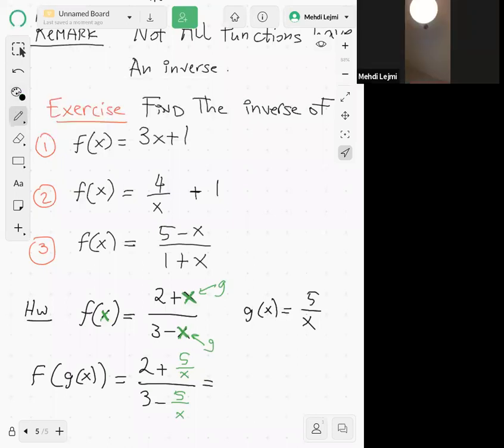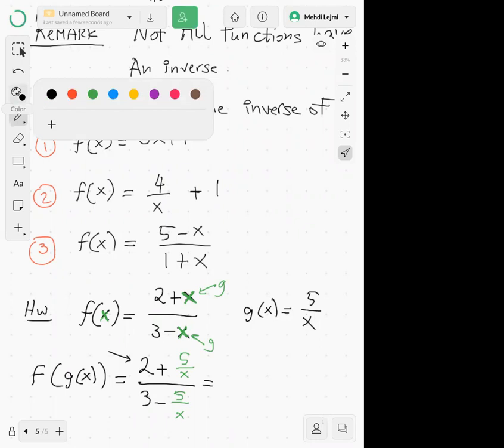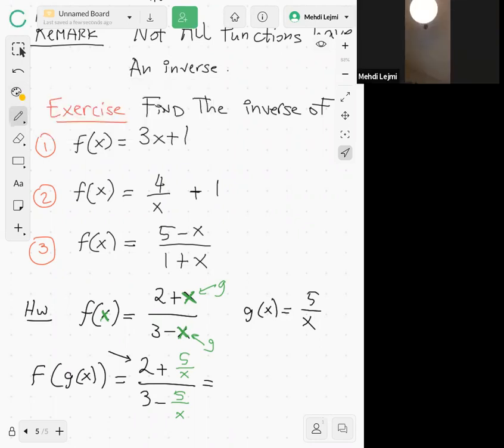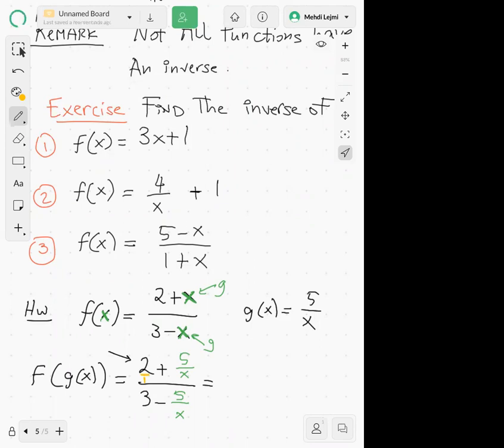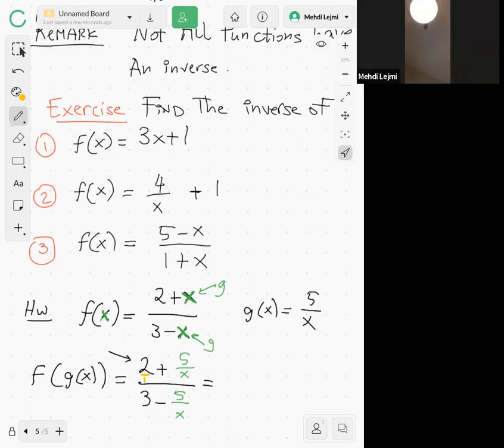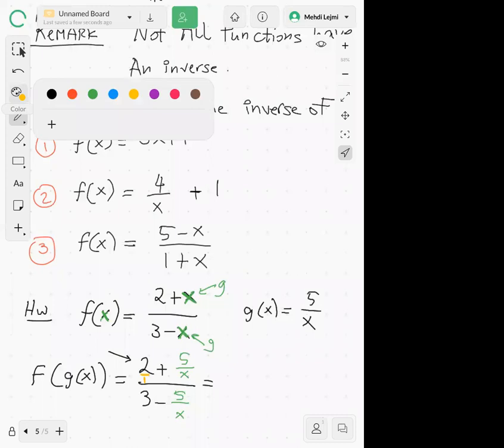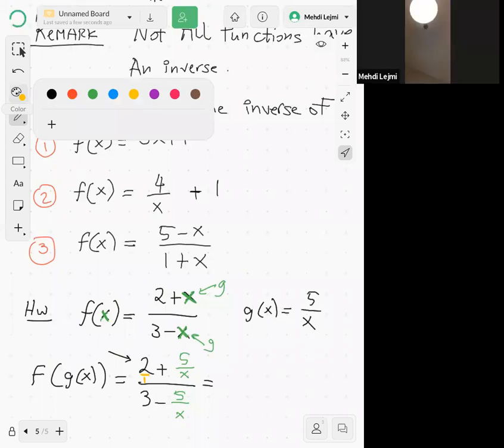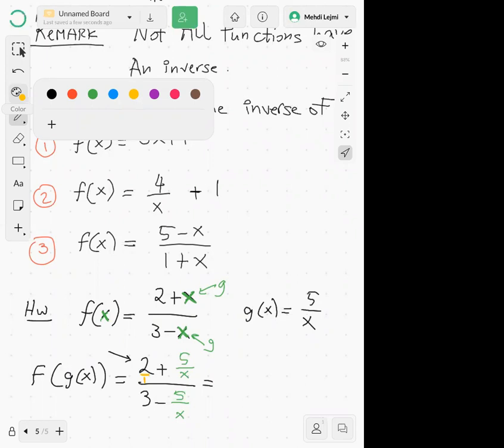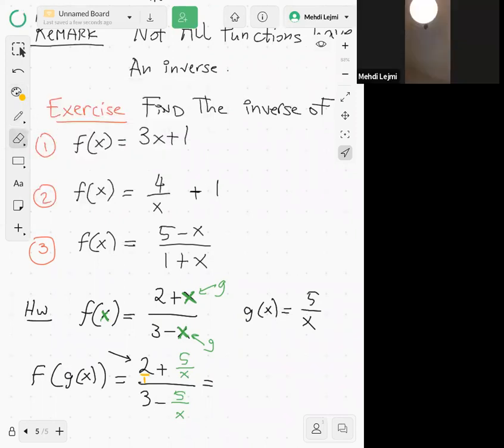But now, in the top, you have this whole number 2 plus a fraction 5 over x. So I'm going to make the 2, which is a whole number, look like a fraction. So I'm going to divide by 1. And the reason is, you need the common denominator. Then simplify. Sorry, I haven't done math in a while, so I forget these little rules. Okay, thank you.